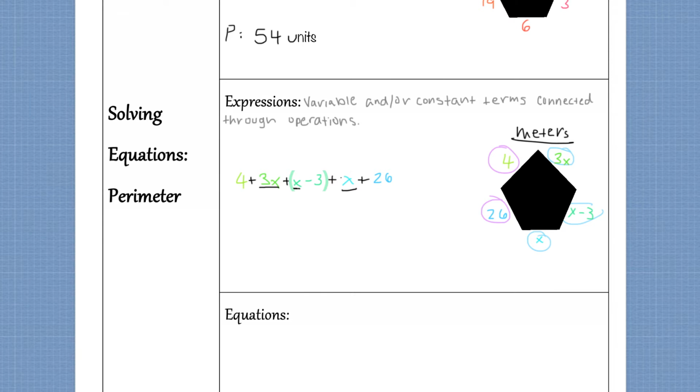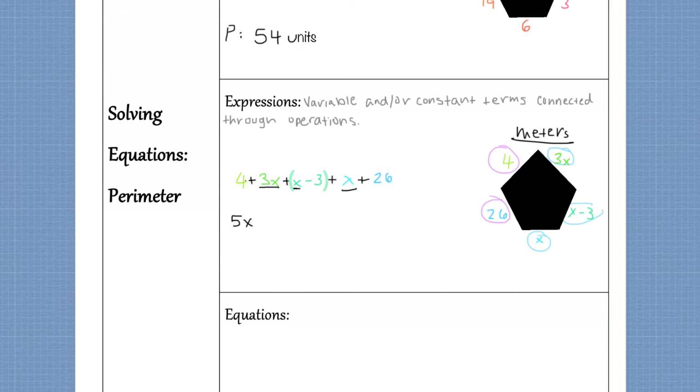We're not going to add in the minus 3 with this because even though the x minus 3 expression is the whole expression for one side of the pentagon, the minus 3 can't be added with the x's because it wouldn't combine to create a simpler term. And so to do this, we have 3x plus x plus x. So 3x plus x is 4x, plus another x would be 5x.